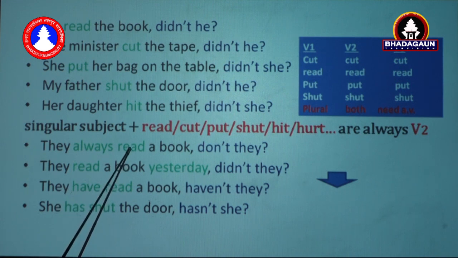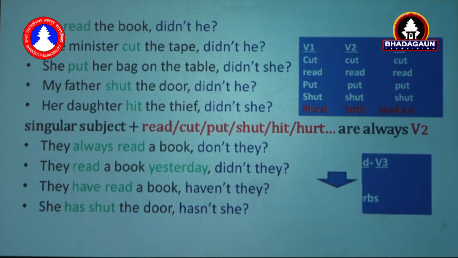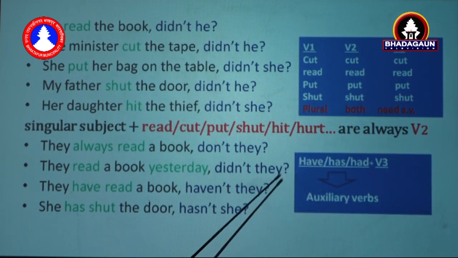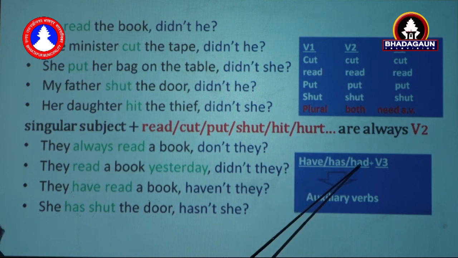If, in the same case of read, have is here, that's why it is verb 3. Haven't they? Has, shot. Have is the have, has, had. Then when this type of word comes, that is considered verb 3. So hasn't, see. The rule is, if have, has, had, then verb 3 is there; they are called auxiliary verbs. They are considered the auxiliary verbs.